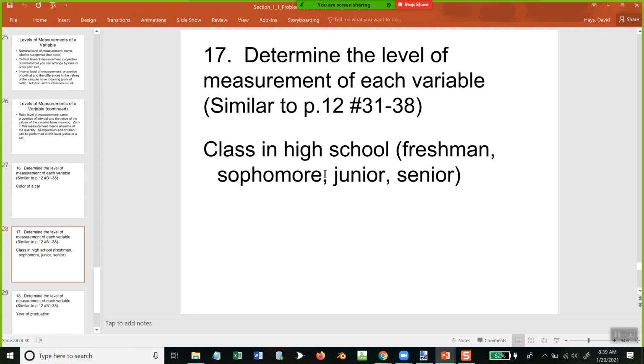Class in high school: freshman, sophomore, junior, senior. Is there an order there? Yeah, you can't be a senior before you're a freshman, right? You have to be a freshman first, then sophomore, junior, senior. So that's ordinal. It has an order to it.